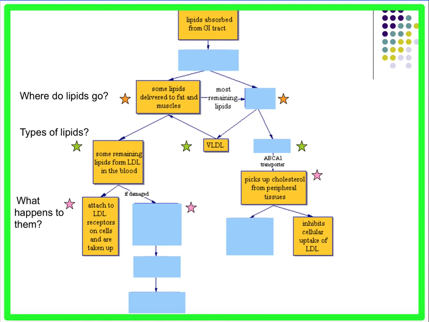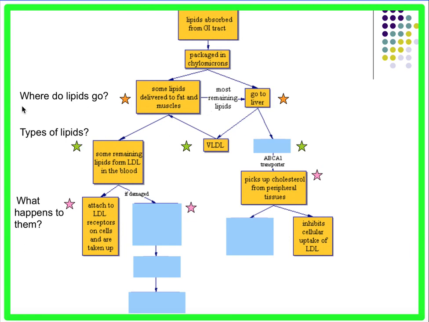So we'll end with this quick flow chart about lipids. We have lipids being absorbed from the GI tract. And if you recall, when we absorb them, we have them packaged into these little chylomicrons. So this is part of just normal absorption of fats. Now, some of those chylomicrons, where do they go? Well, some are delivered to fat, adipose tissue. Some go to our muscles, right? Our muscles can take it up. But most of the remaining ones will go to our liver.